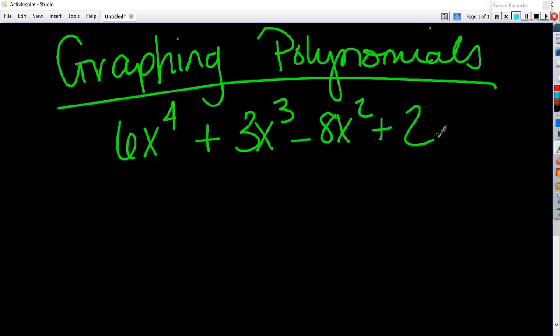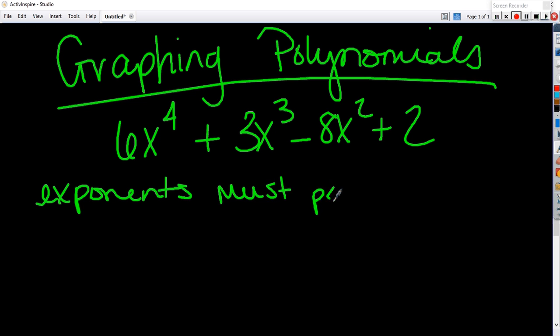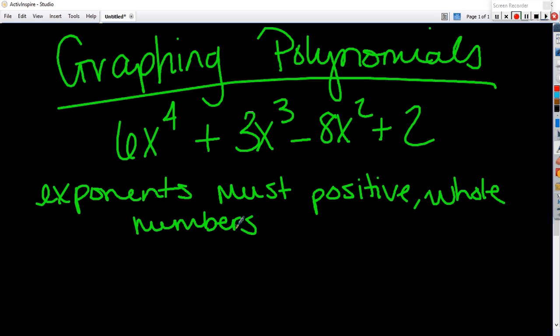Okay. The only restriction here, or the only qualification, is that the exponents on x have to be positive whole numbers. So if you see exponents on x, it doesn't matter about the numbers in front, the coefficients, they can be whatever. It's only the exponents attached to the x.